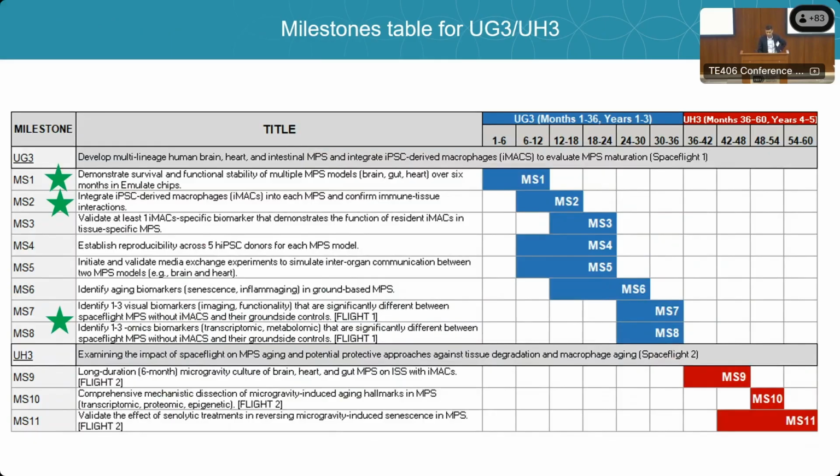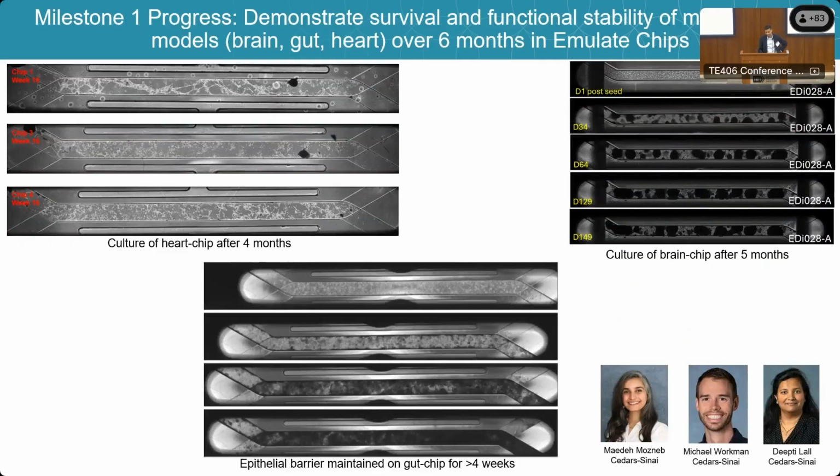The first was to demonstrate the survival and functional stability of these different MPS models over multiple months in the Emulate chips, over 6 months actually. So we've never actually grown the chips for that long, and we've had to be creative in how we get to that point. But I'm happy to say we are close to that point. We've been able to grow these heart-on-chip systems for close to 5 months now, as well as the brain-on-chip as well. The gut-on-chip system has been a little trickier given the high proliferation rate of those organoids, but we're confident that we'll be able to get to that point as well.